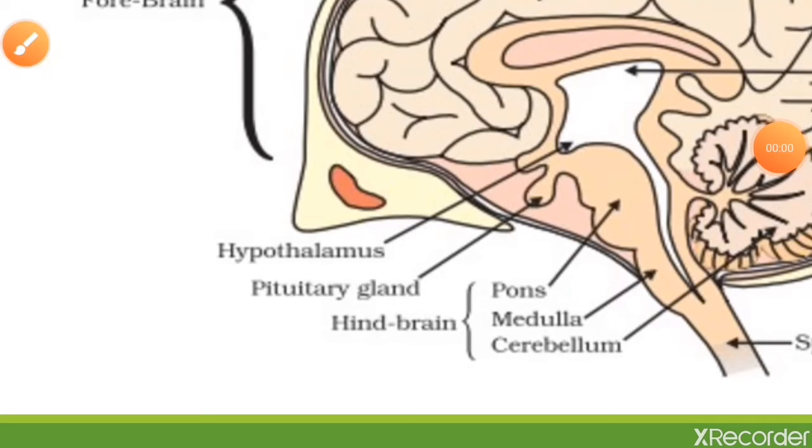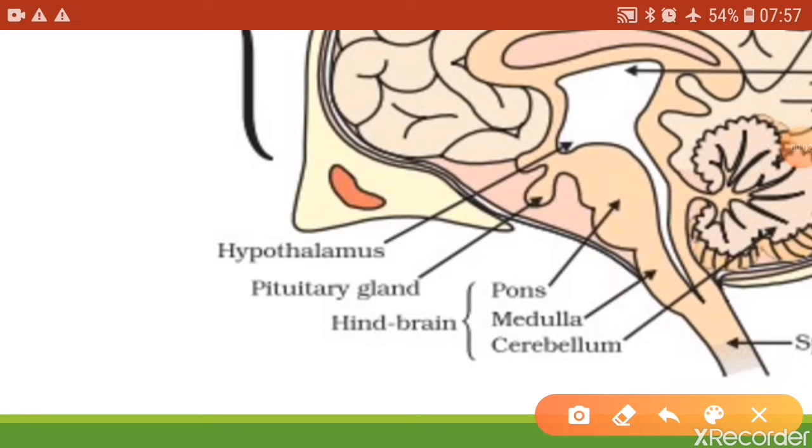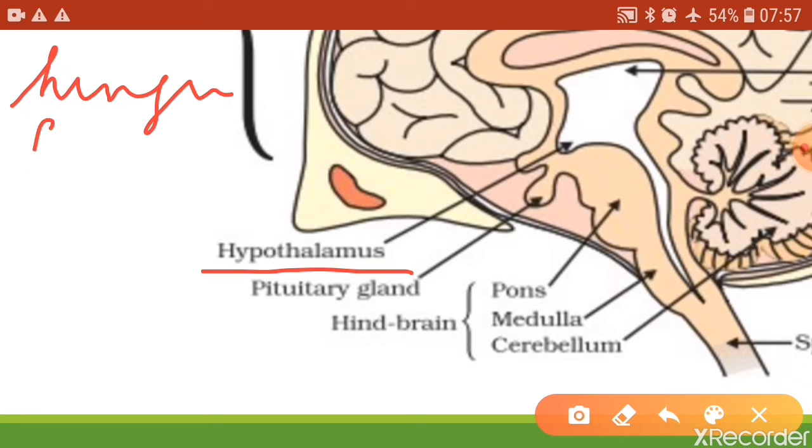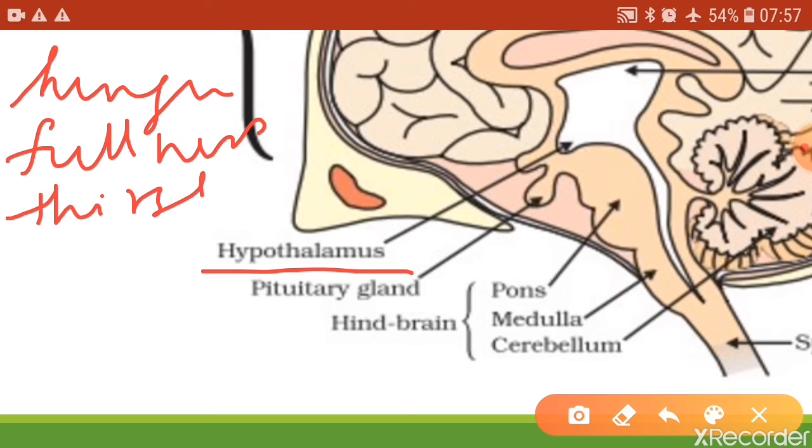The important part of the forebrain is the hypothalamus. The hypothalamus has got control centers for hunger, for fullness, the feeling of fullness that one gets after having food, the center for thirst, body temperature, fatigue, then you've got the center for sleep and emotions. All these centers are located in the hypothalamus, right?